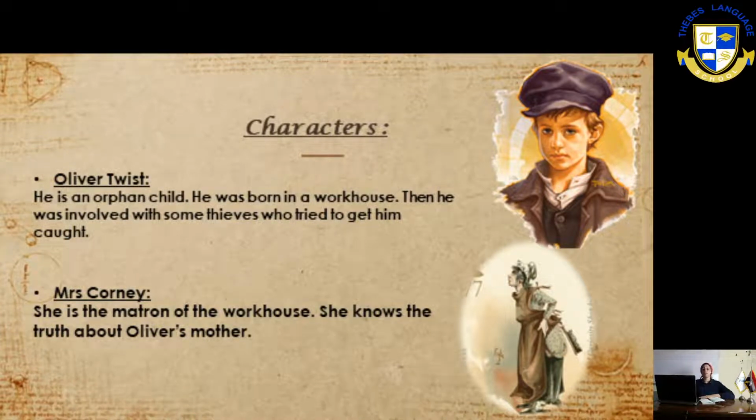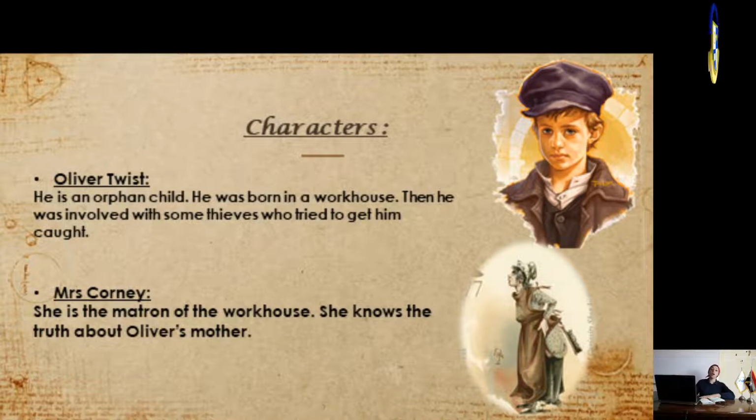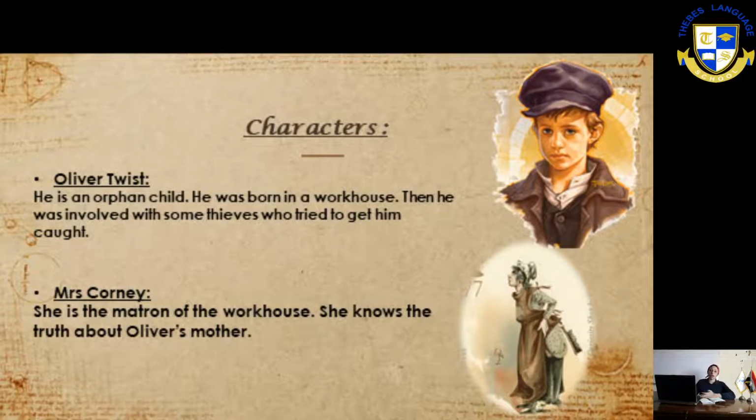Mr. Bumble is the parish beadle. He got married to Mrs. Corney later on, and he helped Monks. Who is Monks? Actually, you are going to find that Monks was a half-brother to Oliver Twist, and half-brother means a brother from the same dad and not from the same mom.